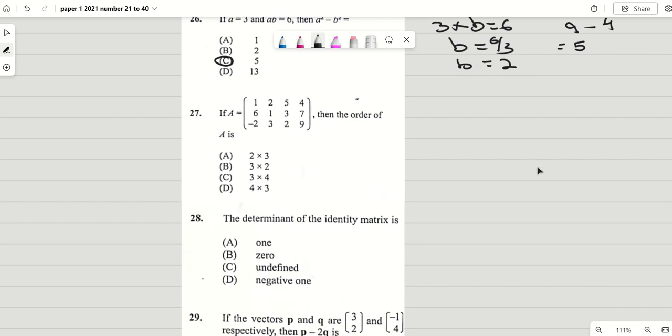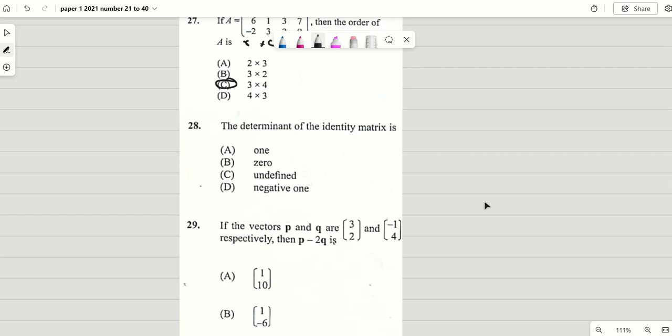Right, number 27. If A is this matrix, then the order of the matrix is always row by column. We know the rows are horizontal, the columns are vertical. So rows is 1, 2, 3. We have 3 rows, so we're looking for the one with 3 rows, which is either B or C. By columns, which is 1, 2, 3, 4, the answer would be 3 rows multiplied by 4 columns, which is answer C.